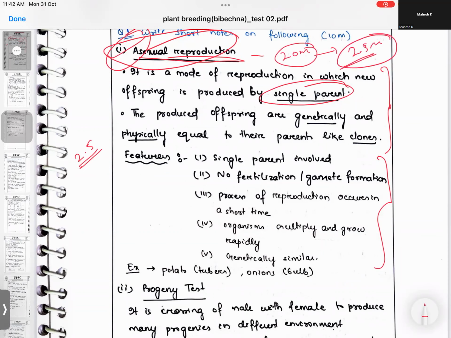Now, how many marks will you get? You will get not less than 1 mark for this question. Why? Because, though you have written only about what is asexual reproduction, you should have classified it. One is vegetative reproduction and the other is apomixis. These are the two major heads.